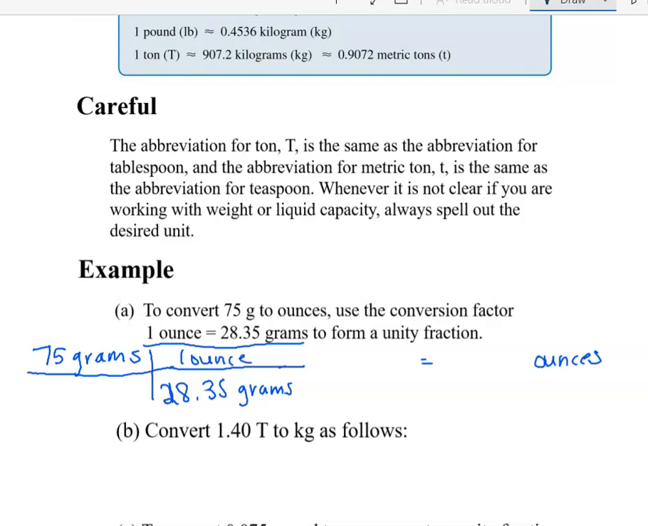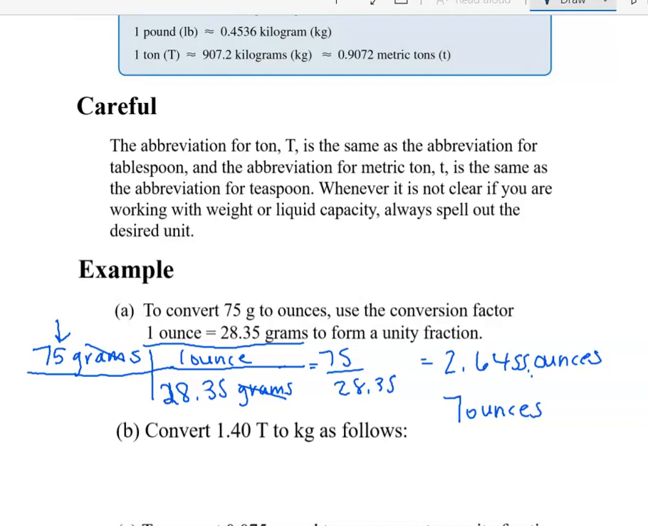Okay, so on this one, the grams cancel out. We would need to take our 75 and divide it by 28.35. And that's going to get us 2.6455, and it keeps going. If we rounded it to our least significant digit, we would round it to the ones place, so we would say 3 ounces.